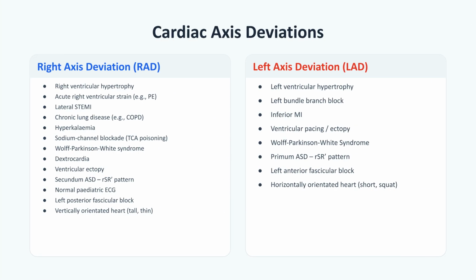Finally, we consider the causes of cardiac axis deviations. Right axis deviation can be due to right ventricular hypertrophy or lateral STEMI. Left axis deviation is often associated with left ventricular hypertrophy, left bundle branch block, or inferior MI.